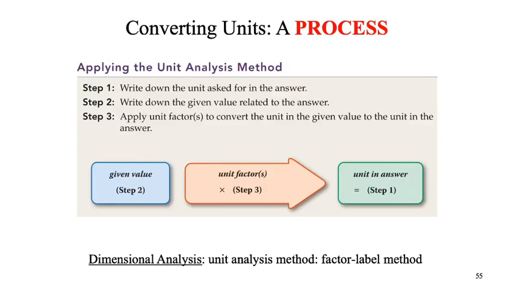Okay, so process as the textbook outlines. Unit that you want for your answer, unit that you're given. Okay? The textbook says given value. I would argue it's not the given value that's important, it's the unit. Okay? Then it's what do you want over what do you have. Okay? And you deal with the numbers after you've addressed the units.